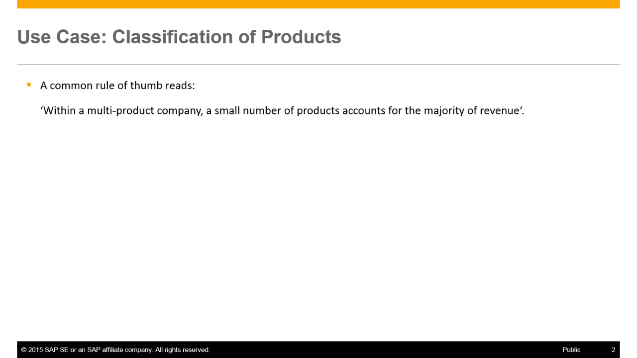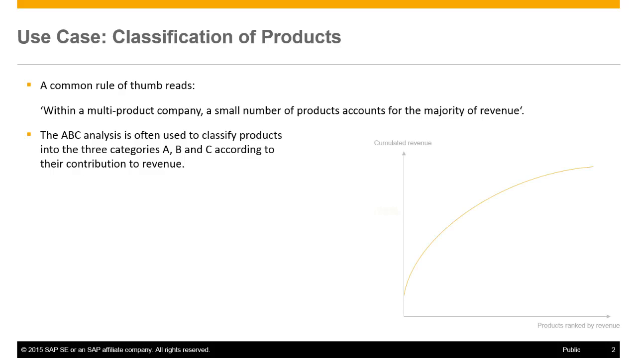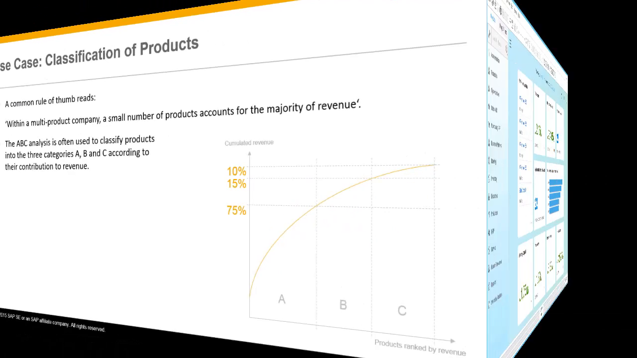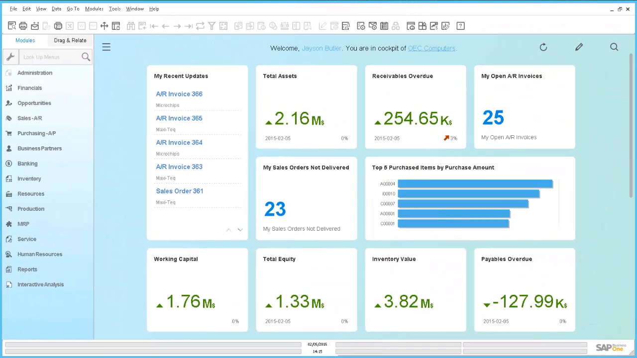Therefore, companies have a need to classify their products according to their significance. The ABC analysis is an often used approach to do that. It classifies the products into the categories A, B, and C according to the revenue contribution of each product. Let us have a look at how pervasive analytics of SAP Business One can help you using ABC analysis.